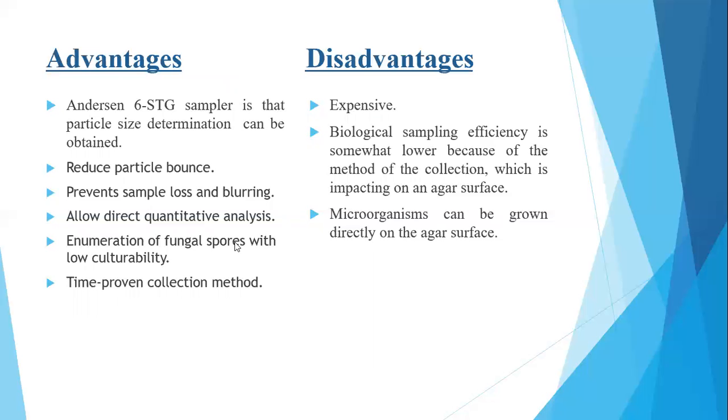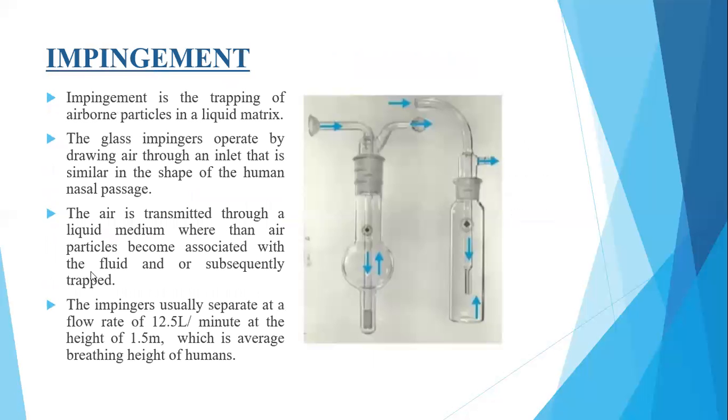Advantages of the Andersen six-stage sampler: particle size determination can be obtained, it reduces the potential for and prevents sample loss, allows direct quantitative analysis, enumeration of fungal spores with low culturability, and time improvement of the collection method. The disadvantage is that it is expensive. Biological sampling efficiency is somewhat lower because of the method of collection, which is impacting on the agar surface, and the microorganisms can be grown directly on the agar surface.